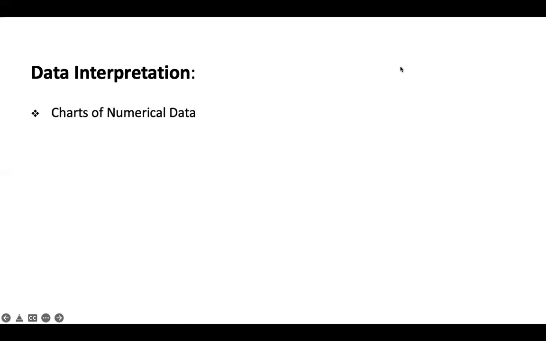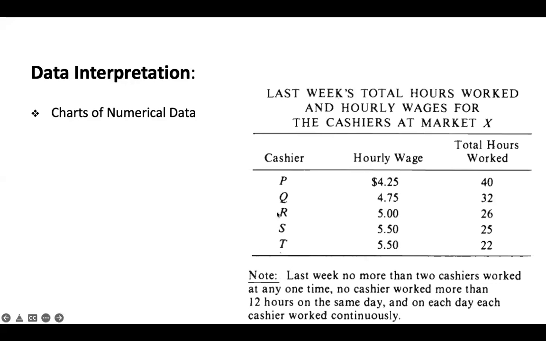And this is the last type of graph, not a graph, a chart which you see in data interpretation. This is another very common type of data interpretation graph or chart, in which you are not given a graph, but a chart of numerical values, just like in this: last week's total hours worked and hourly wage for the cashiers at market X. And these are the cashiers, these are their hourly wages, and these are total hours worked.